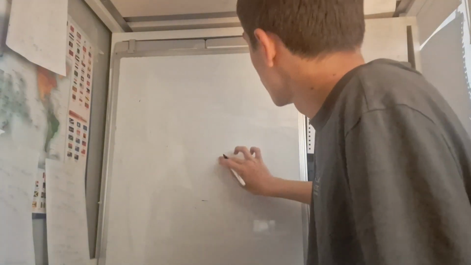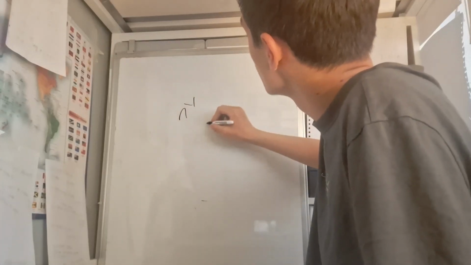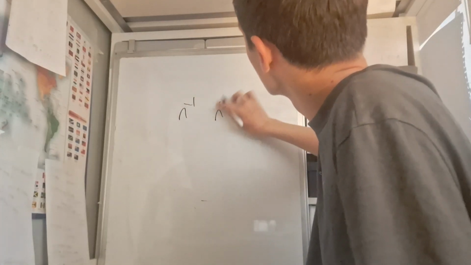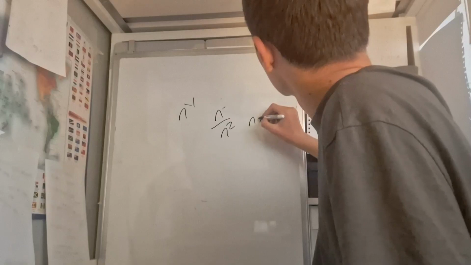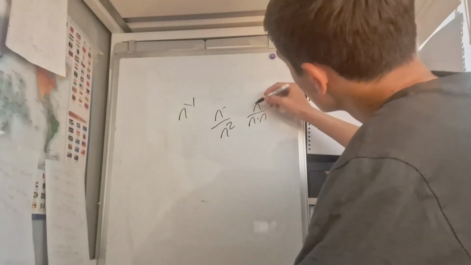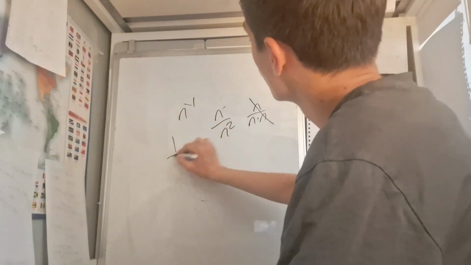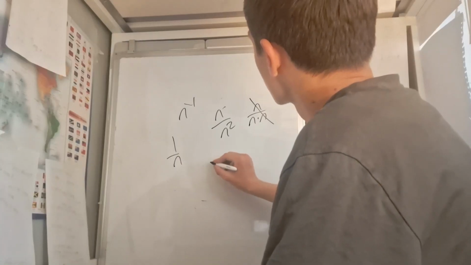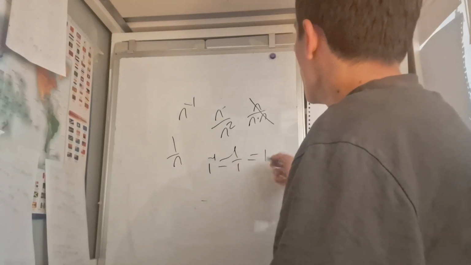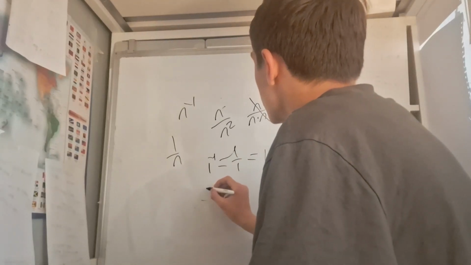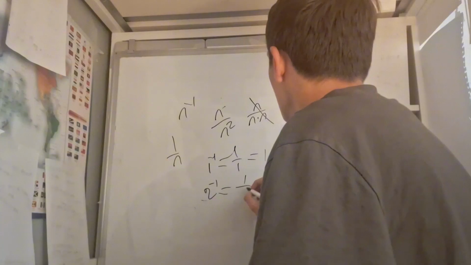Okay, so with that as well, if you have n to the negative 1, you have n over n squared, which means, if you know some basic math, you have values that are similar, you cross them out, which means it would be 1 over n. So 1 to the negative 1 is just 1. But if you have, let's say, 2 to the negative 1, it is equal to 1 over 2.